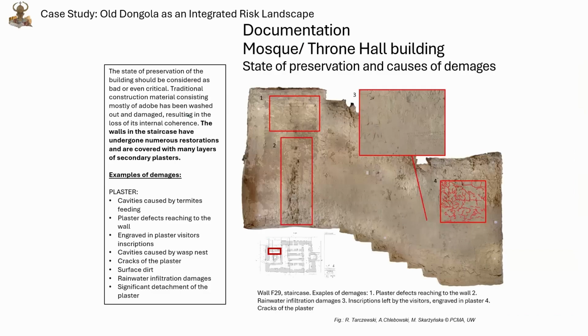Also, this is an example of documentation from a mosque where we don't need to have a painting on a wall to document the state of preservation of this wall. And here, these are some specific plaster defects, but also inscriptions left by visitors, and it's really important to document it.